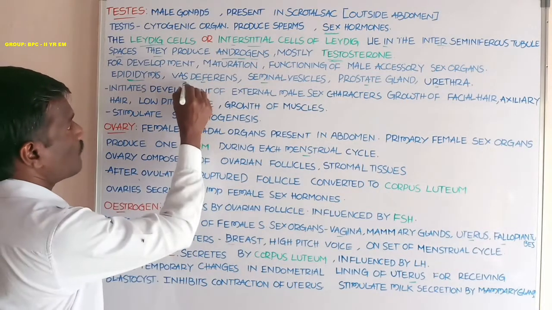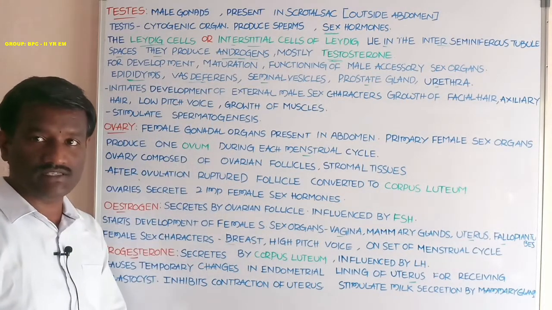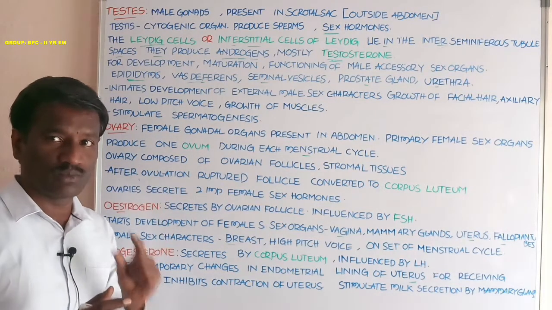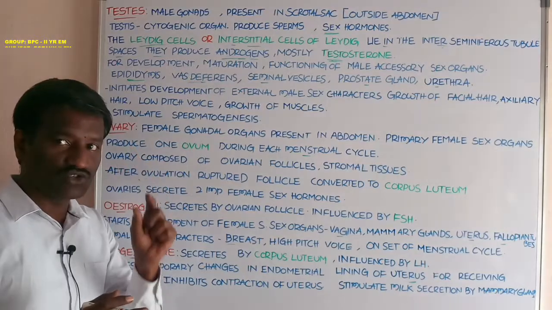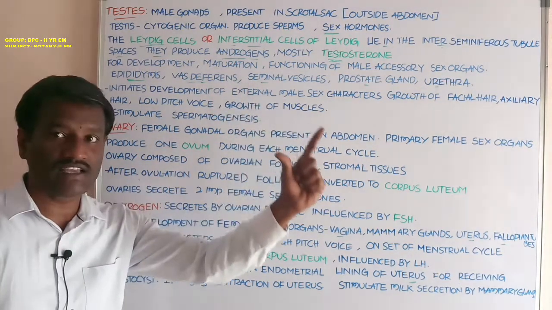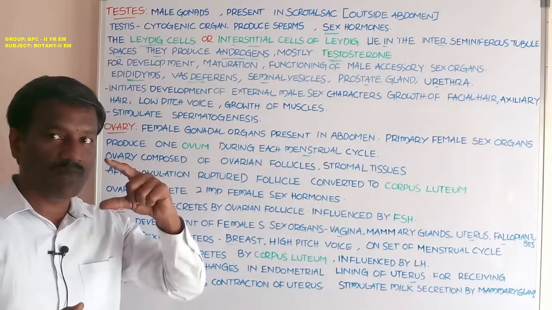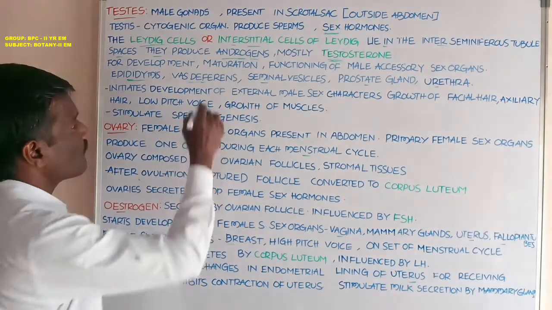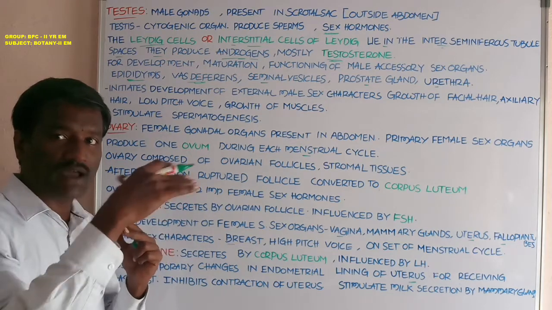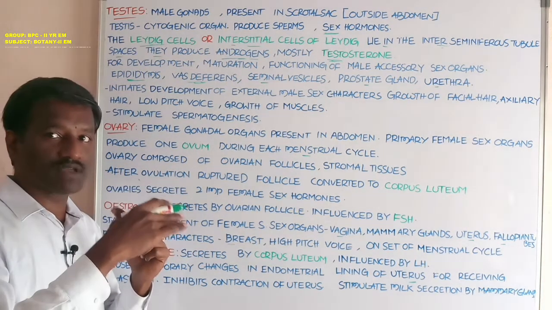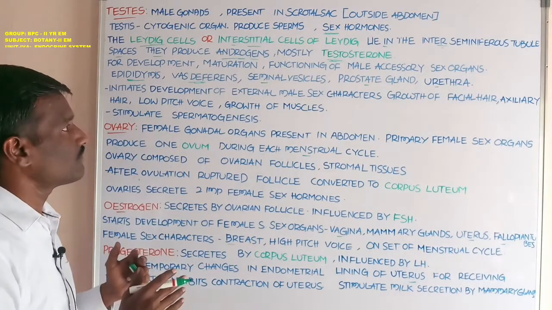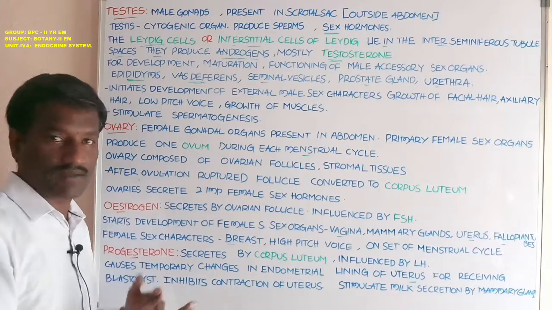Next is the vas deferens. This is a muscular tube present between the epididymis and the ejaculatory duct in the male reproductive system. The vas deferens helps to transfer the sperm cells from the epididymis.